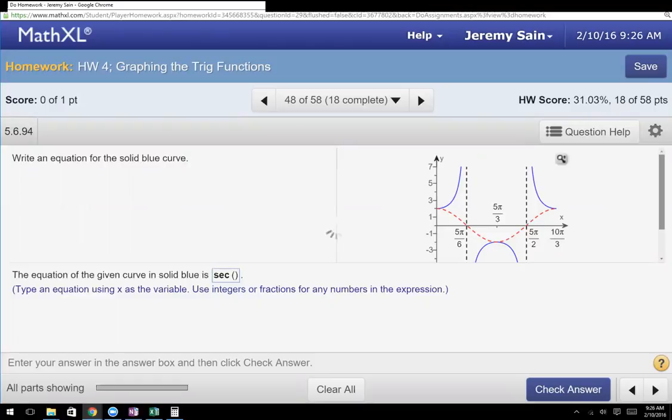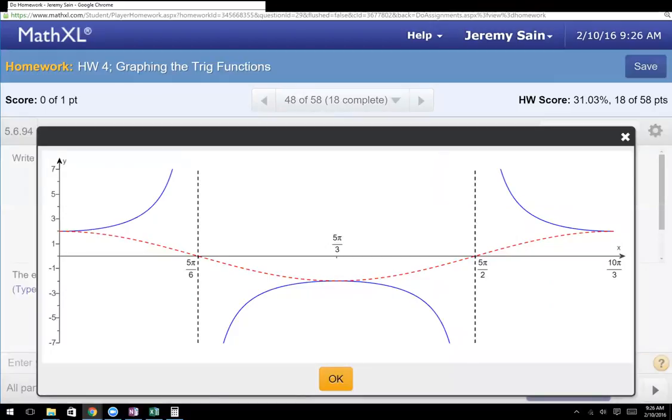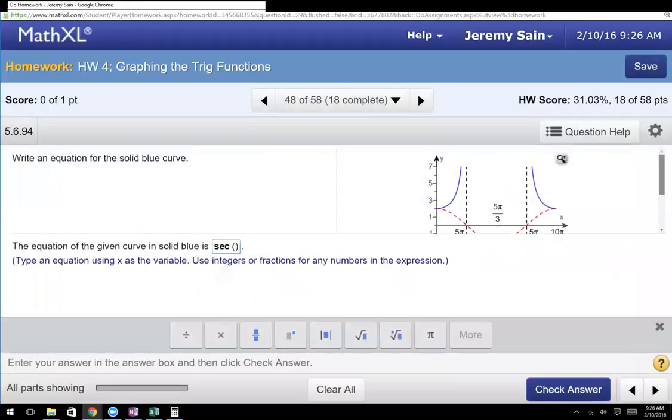I was going to make the picture bigger, but it's okay. There we go. So it looks like the bottom is at 2. The top of the other one is at negative 2. So do we need to add anything to move it up and down? What about this 2? Yes, we need to multiply secant by 2. So 2 out front. Good job. So 2 secant. Actually, I guess I should say y equals because it wants an equation.